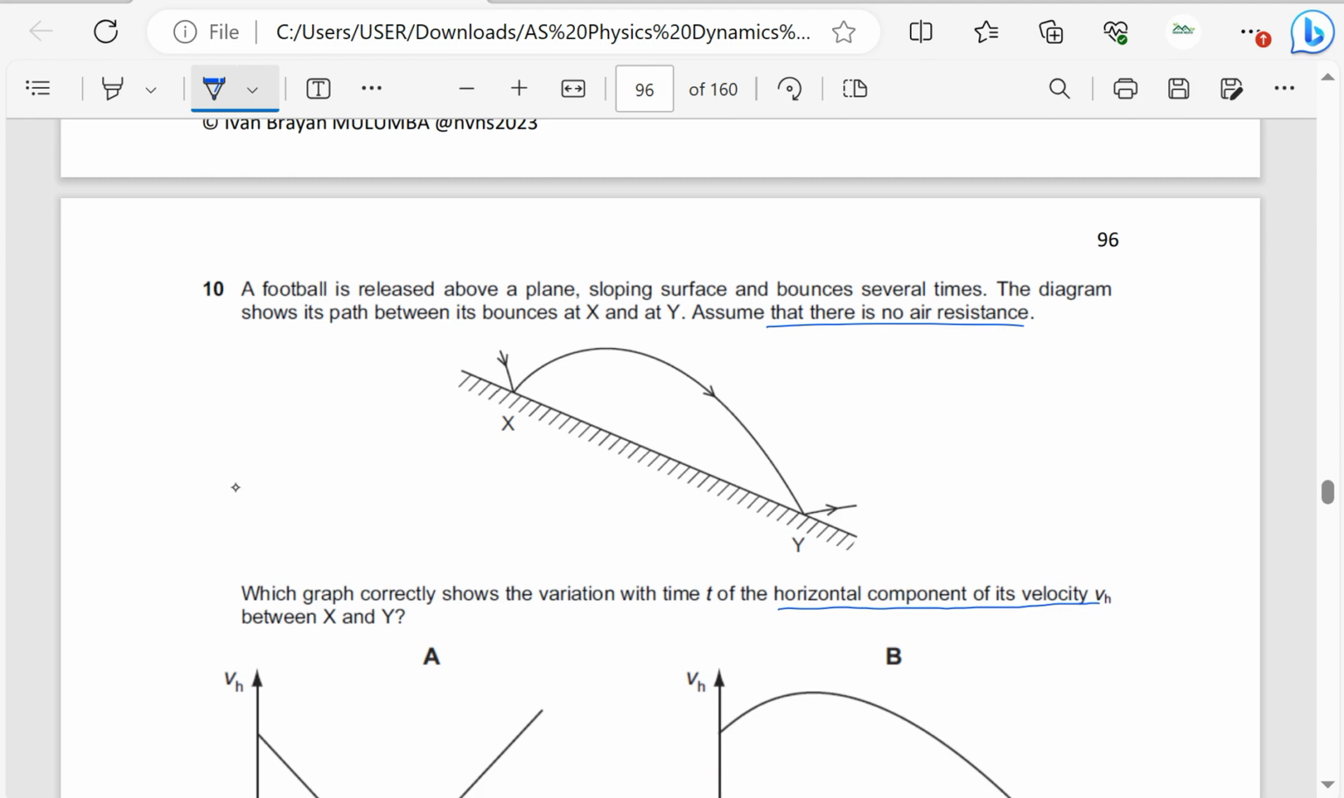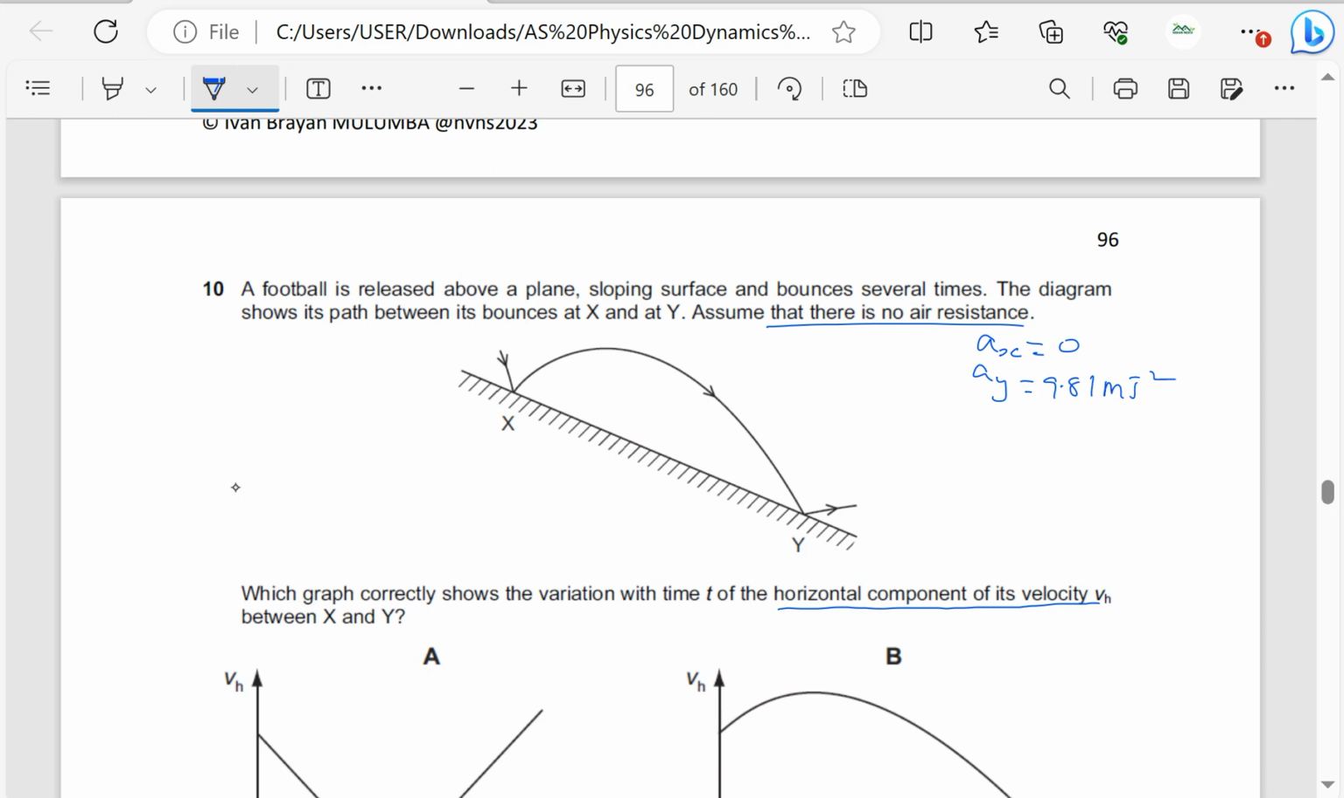Horizontal component. There is no air resistance. Acceleration in the horizontal is 0. Acceleration in the vertical is constant and is going to be 9.81. Let's just say a football is released above a plane sloping surface. So the acceleration due to gravity is 9.81 meters per second squared, because it is released and it just bounces off. It is not moving along the plane.